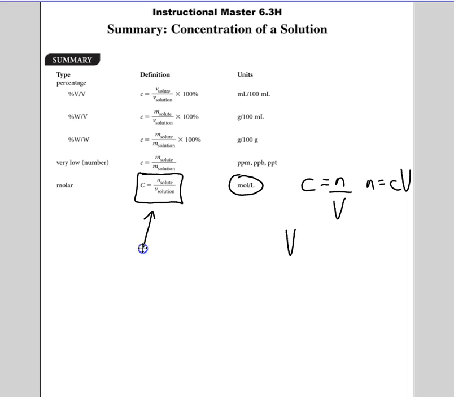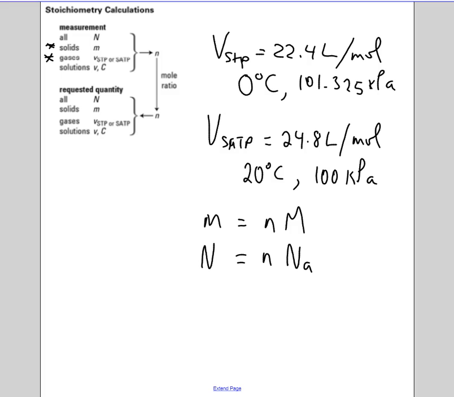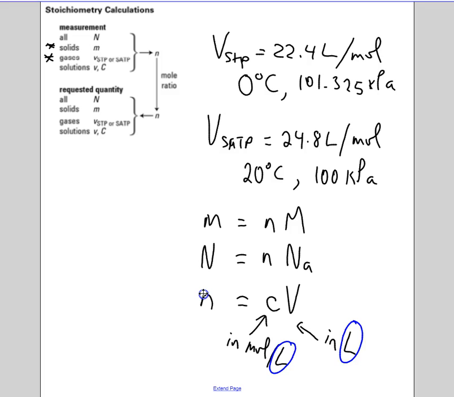Okay, from that, volume would be equal to moles divided by concentration. So the common formula that we're going to need to use is moles equals concentration times volume. When we go back here, this would be another linking relationship that would allow us to determine how many moles of reactant or product based on the concentration of the solution and the volume of the solution. Volume needs to be in liters, and concentration should be in moles per liter. Otherwise, as long as the volume units match, we're okay.